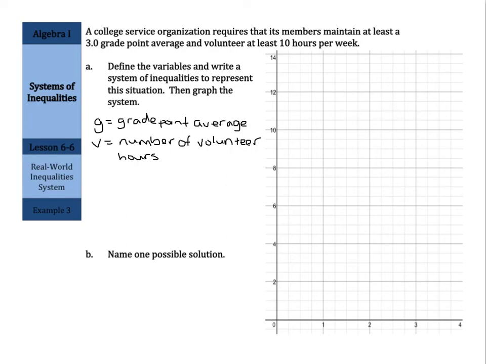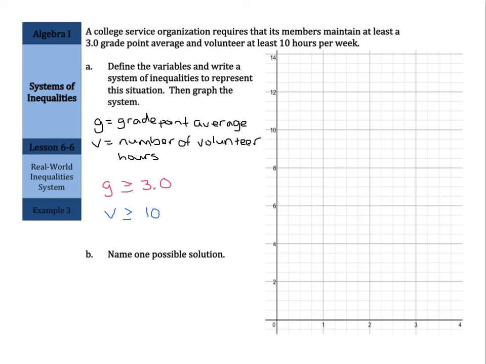Now for our inequalities, our GPA must be at least a 3.0. So we can say our G, our grade point average, must be greater than or equal to 3.0, because you can have a 3.0 and still be maintaining it. Our V for our volunteer hours, at least 10 hours per week, well, that's going to be greater than or equal to 10.